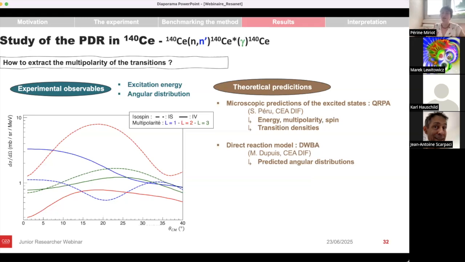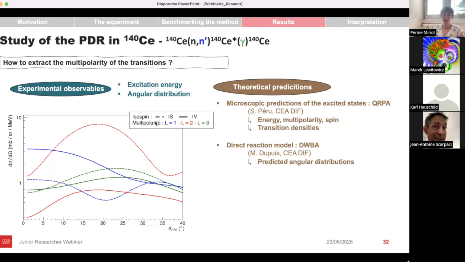I mentioned it very quickly before. The transition densities characterize the excitation, and they correspond to the proton and neutron transition densities with respect to the ground state densities. And those microscopic predictions were used as an input for the direct reaction model, which was DWBA. And this direct reaction model provided us with the predicted angular distributions that I show here for the different multipolarities. So for this analysis, I used those angular distributions.